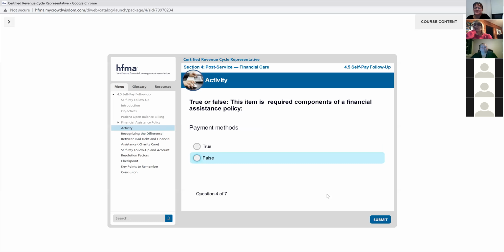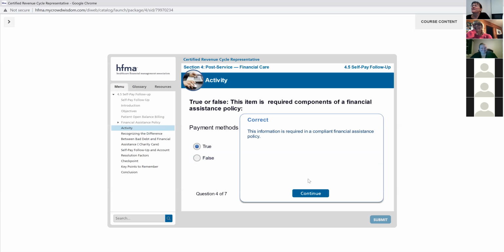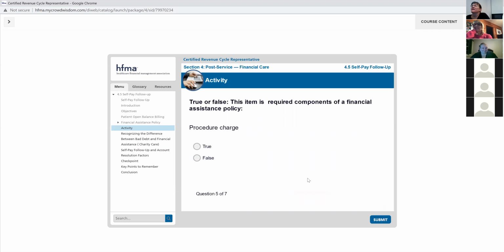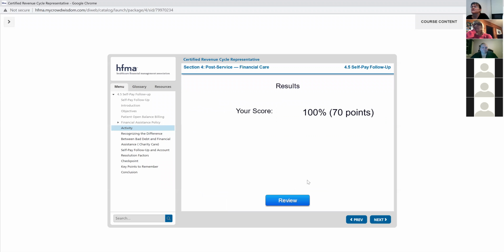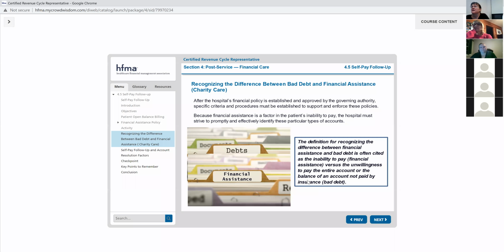Yay, we're experts. So again, recognizing the difference between bad debt and financial assistance or charity care. Make sure that you have a policy that establishes the criteria and the processes that you'll use to enforce the policies.